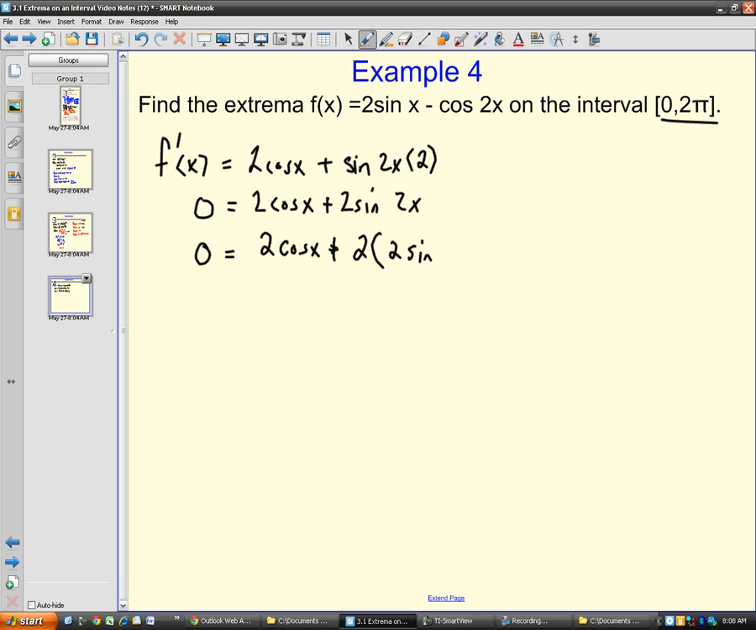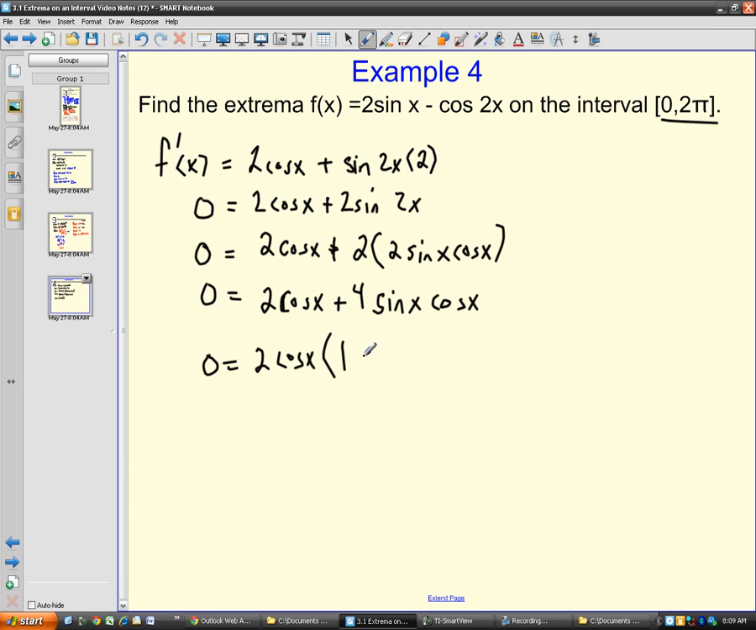So I'm going to multiply these 2's together, which gives me 2 cosine x plus 4 sine x cosine x. The reason we do this is it makes my life easier: if I factor out a 2 cosine x, so 0 equals 2 cosine x times, and this is just going back to the zero product property from algebra 2, we can factor these out, and if I set each one of these equal to 0, I can find my critical numbers in this function.